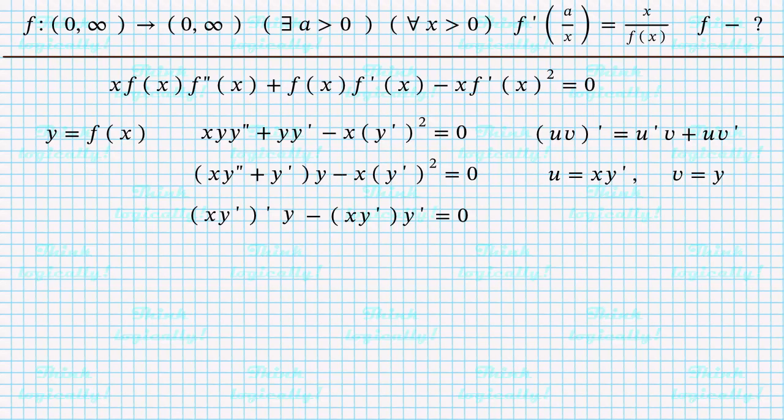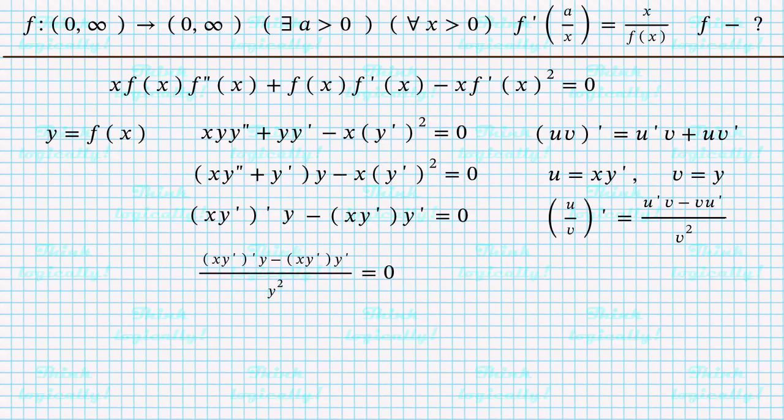Fortunately, there is also a formula for the derivative of a fraction, containing the minus we need. To apply the formula, we need v squared in the denominator, and we can get it dividing the expression by v squared. In our case, v is y, and y is f of x, which is positive according to the conditions. This means that y squared is non-zero, and we can divide both sides of the equation by y squared.